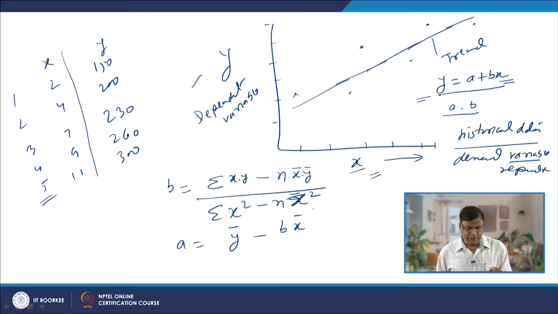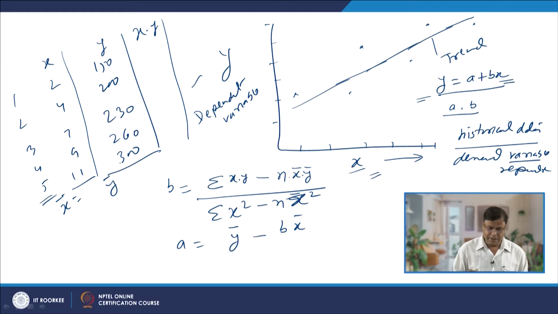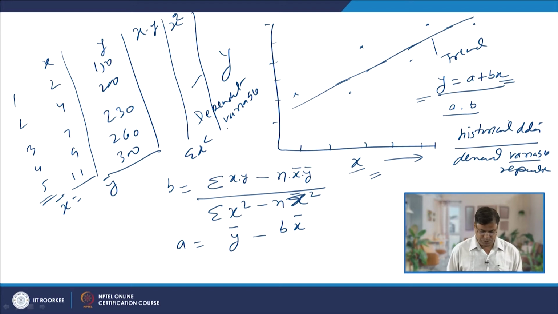So, for calculating a and b, what we need is the product of x into y, then we need x bar, the average of x, and the average of y. Then we also need the x square values, and then the sum of all these x square values. So, basically, these are the calculations that we have to make.